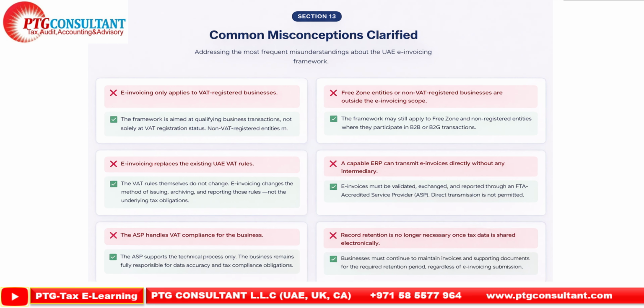Misconception 4. A capable ERP can transmit e-invoices directly without any intermediary. This is incorrect. E-invoices must be validated, exchanged, and reported through an FTA-accredited service provider. Direct transmission is not permitted. Misconception 5. The ASP handles VAT compliance for the business. This is incorrect. The ASP supports the technical process only. The business remains fully responsible for data accuracy and tax compliance obligations.